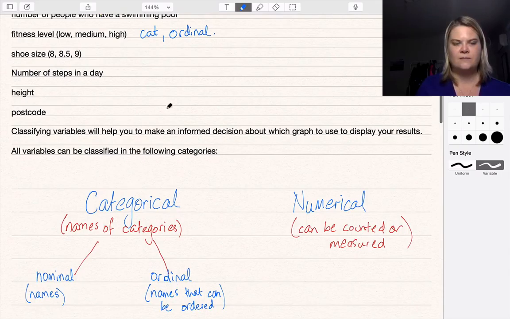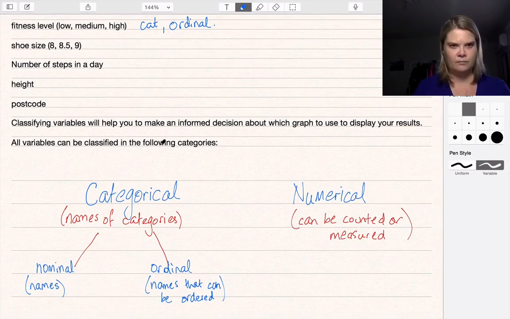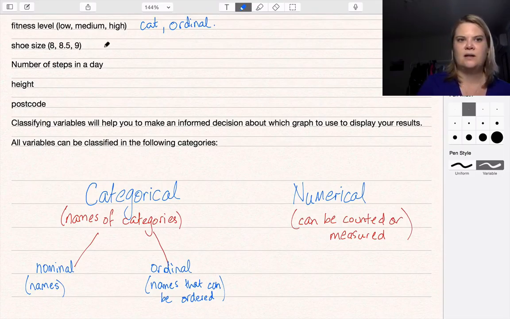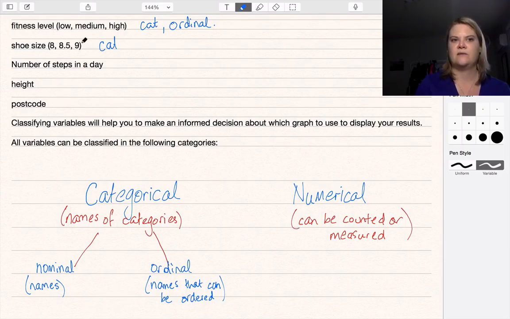Shoe size. Even though it looks like it might be numerical data, it is categorical because we are putting people into each of the different categories, and it is ordinal because an 8 is a smaller shoe size than a 9.